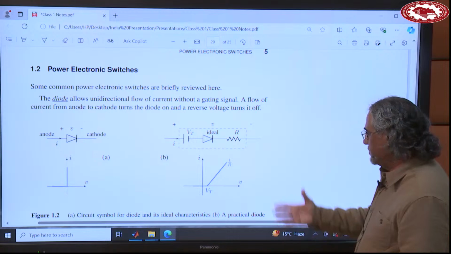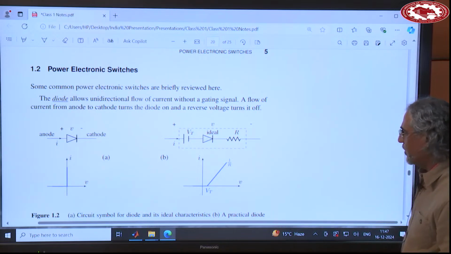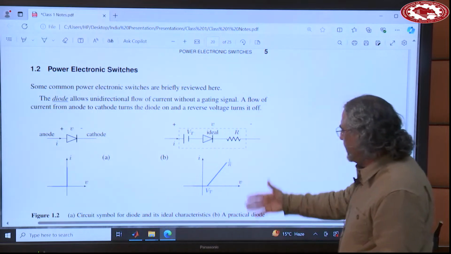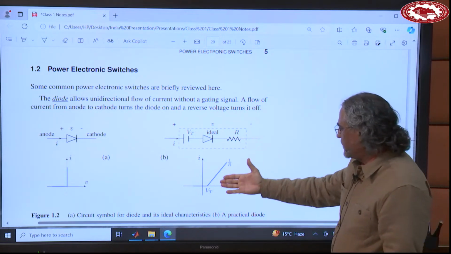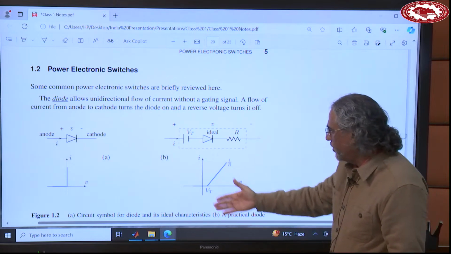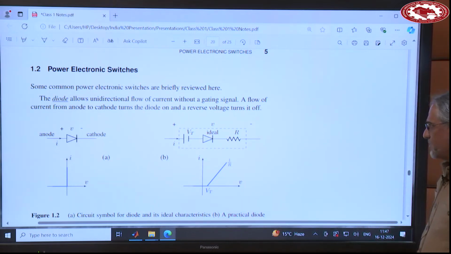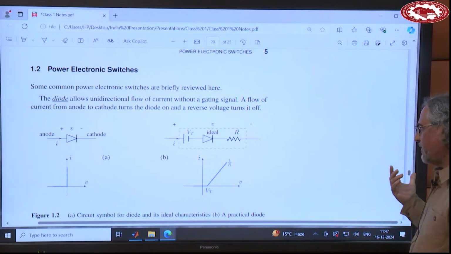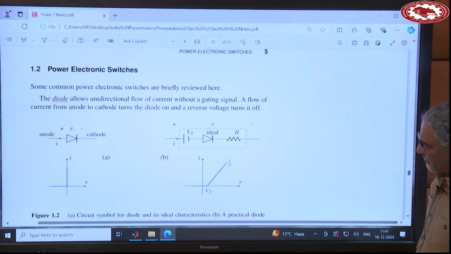So diode, you all are familiar with diode. This is the current-voltage characteristics. A more realistic diode basically has a conducting resistor and also a voltage drop across the diode when it's turned on. So it can only flow the current from anode to cathode, and it will block the current flowing the other way.